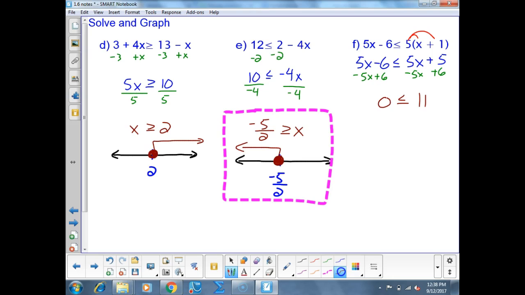Uh-oh, what's wrong? There's no variable, okay? So you have to ask yourself, is that a true statement or a false statement? That one is a true statement, right? So in that case, our answer is going to be all real numbers.